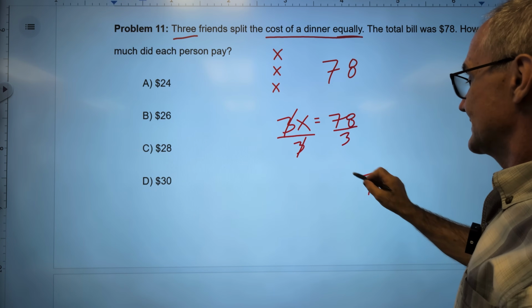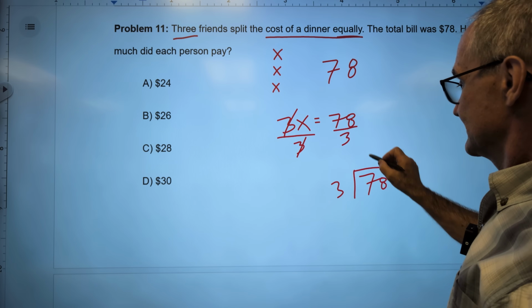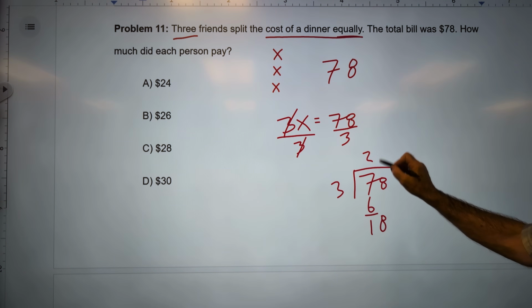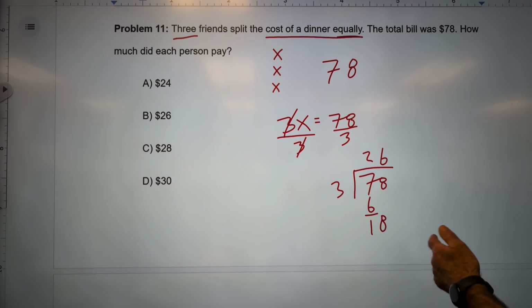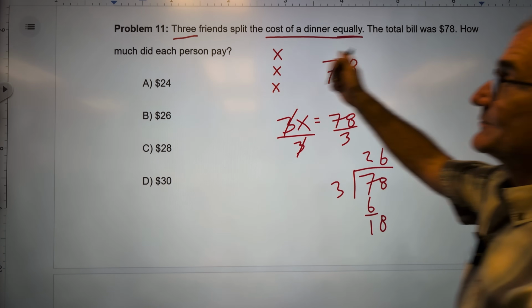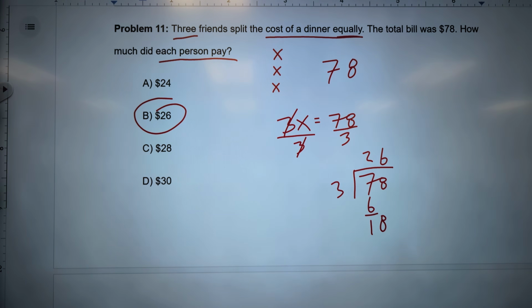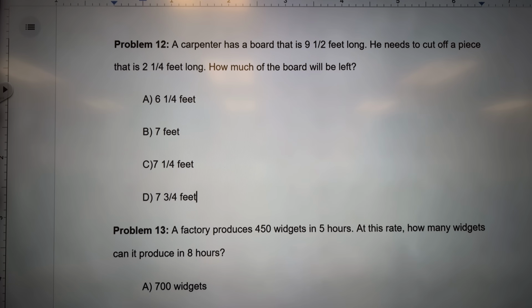78 divided by 3 goes into here twice, 6. 18 goes in here 6 times. Each pays $26. Double check that. How much did each person pay? 26 bucks.